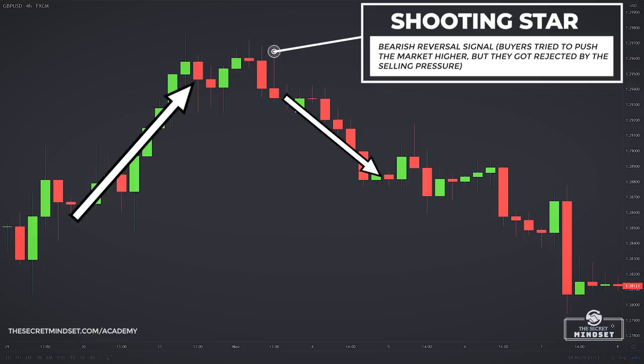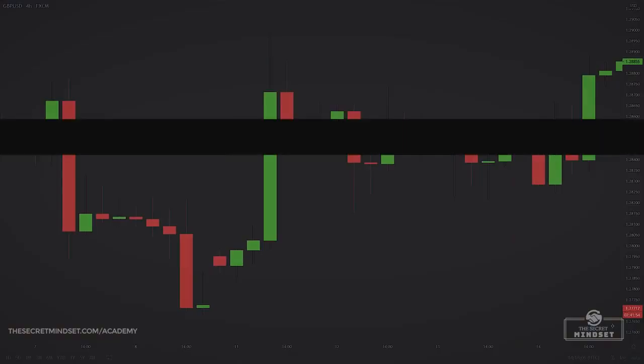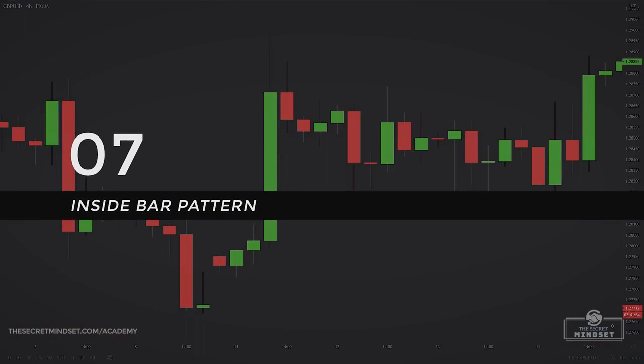The psychology behind the formation of this pattern is that buyers tried to push the market higher, but they got rejected by the selling pressure. When this candlestick forms near a key resistance level, it should be taken as a high probability setup. Another important formation is the inside bar.